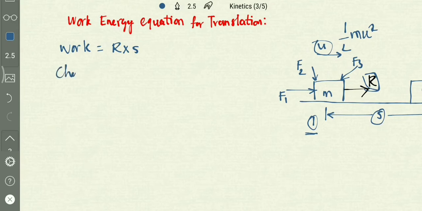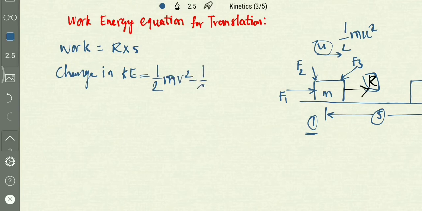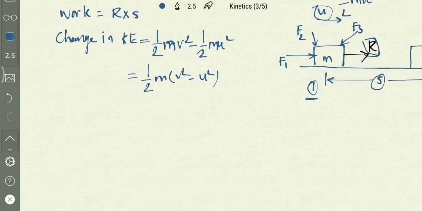So the change in kinetic energy is given by half m v square minus half m u square, which is half m into v square minus u square. So work and energy have equal units, and this work is equal to the change in kinetic energy.